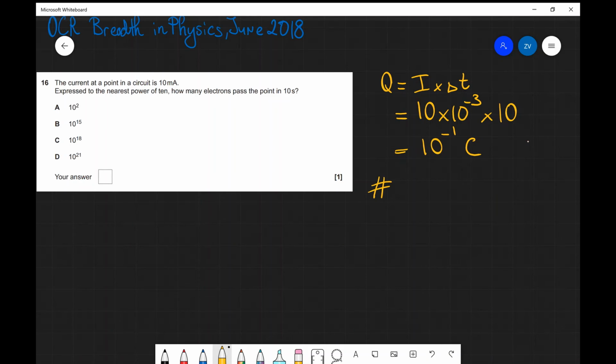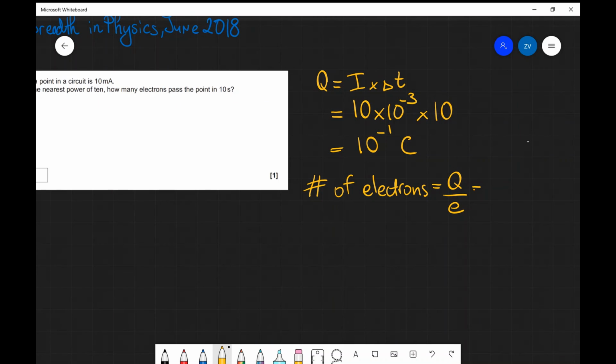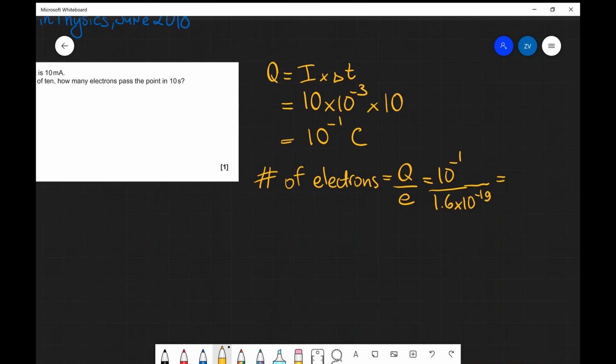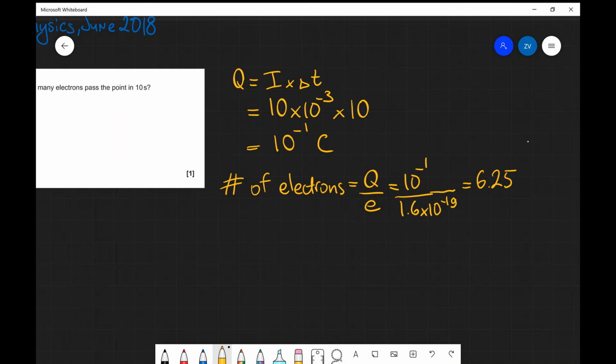The number of electrons, and I'm just using this to mean the number of electrons, not hashtag electrons, is equal to our charge divided by the electron charge, which in this case is 10 to the power of minus 1 divided by the individual charge of 1 electron, which is 1.6 times 10 to the power of minus 19. Now if we put that into a calculator and divide those out, we're going to get 6.25 times 10 to the power of 17.